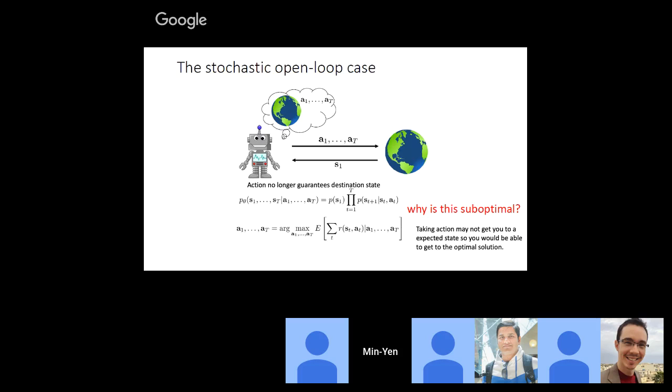I mean, if you take this action because this is the highest probability of getting to the optimal answer, but you may not get to that because it's a probability. There's a chance of you not getting that answer. For example, if you buy a lottery ticket, you may not win even though that's the optimal. Yeah, something like that. Because our action doesn't guarantee that we get to the destination, because there's a transition probability.